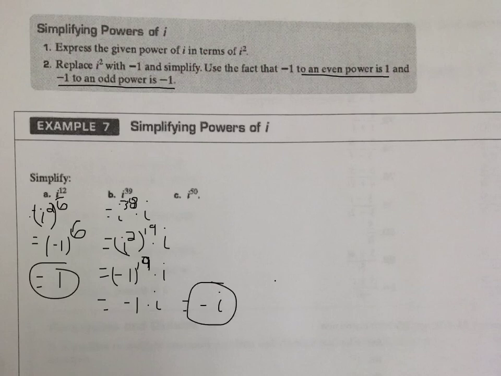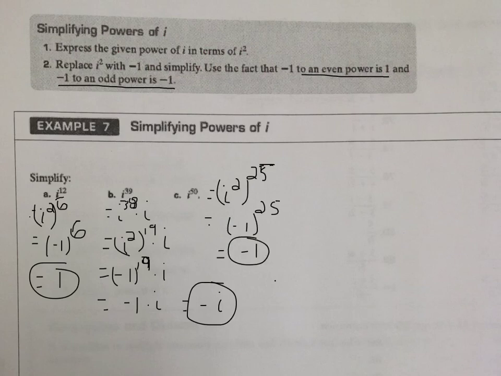And C, 50 is even, so we don't need that extra i. You're only going to need that extra i anytime the power is odd. So anytime you have an odd power like 39, you're going to need the extra i. But 50 is even, so 2 is going to go into it. And so we would write it as i squared to the 25th, because 2 times 25 is 50, still equal. And we've got i squared as a -1 raised to the 25th, an odd power, and a -1 raised to an odd power is a -1.